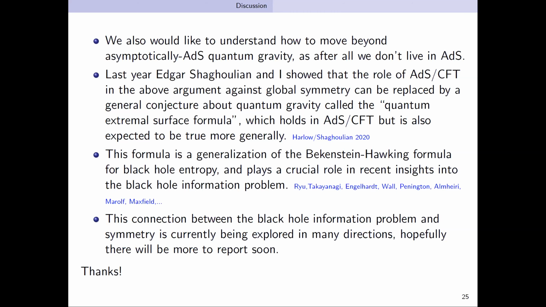Okay, so no other questions right now, but Daniel, while we're waiting, I've got a question for you. You were mentioning that this quantum extremal surface formula is expected to be true more generally than AdS/CFT. Can you just explain what you meant by that?